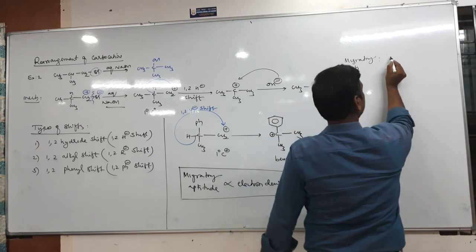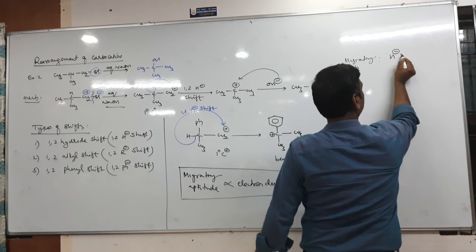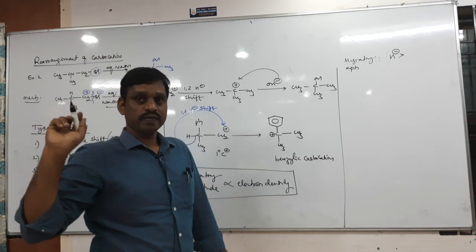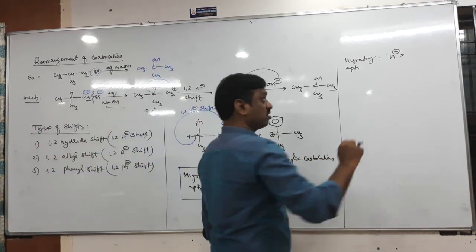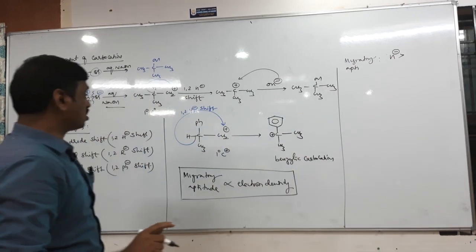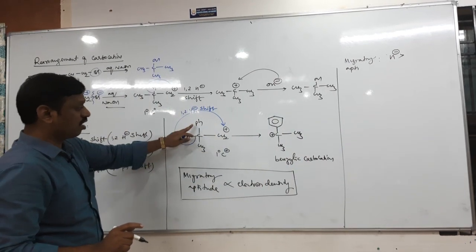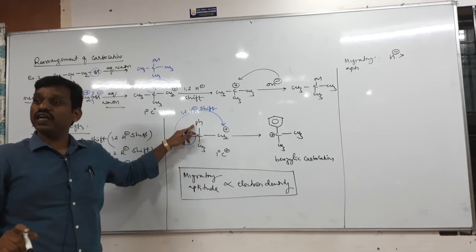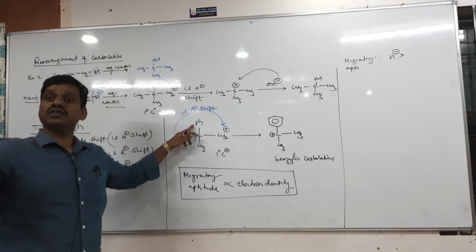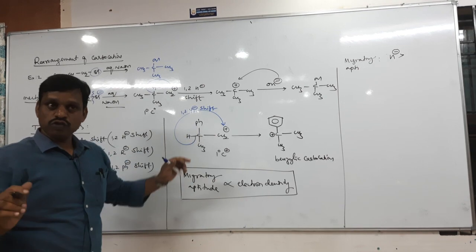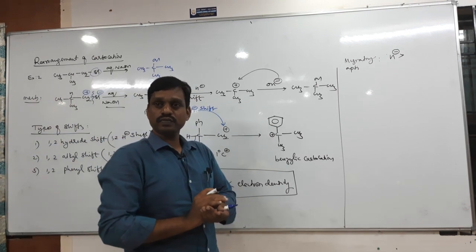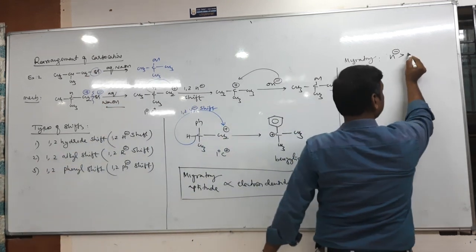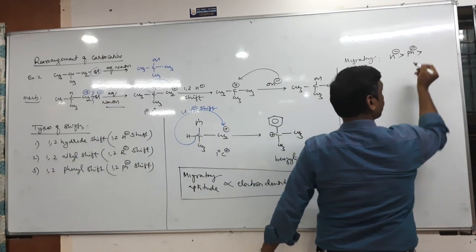So what is the migratory aptitude of these 3? Remember, H minus has the highest migratory aptitude. It means H minus can migrate very fast among the given groups. Then next, which one has the highest electron density: hydrogen, methyl or phenyl? Leave the hydrogen; phenyl, because the phenyl ring has 3 pi bonds, it means 6 pi electrons. So that's why the benzene ring is called electron rich. Benzene ring is electron rich because of 3 pi bonds. Therefore the phenyl ring has more migratory aptitude.